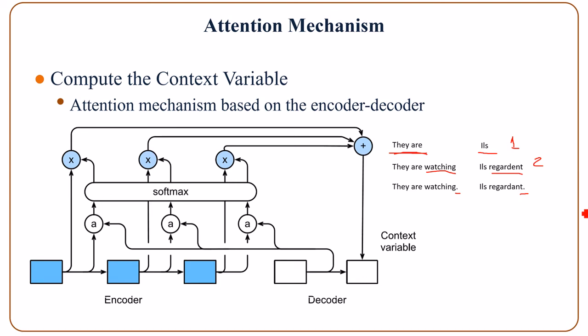As we can see in the figure, the attention mechanism is based on the encoder-decoder model. On the left side you have the encoder, and on the right side you have the decoder. We have the context variable, which is the weighted sum of the hidden states of the time steps in the encoder. So as you can see, it takes the hidden states from the encoder.